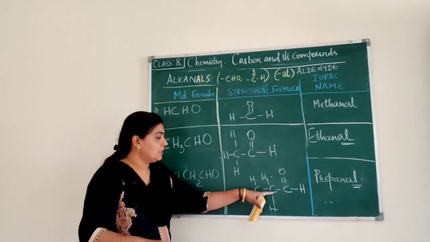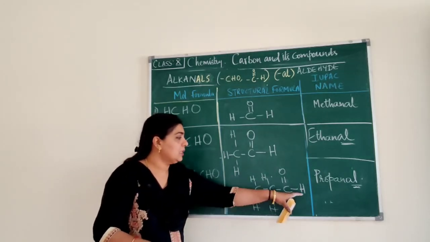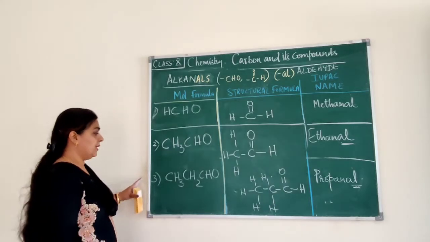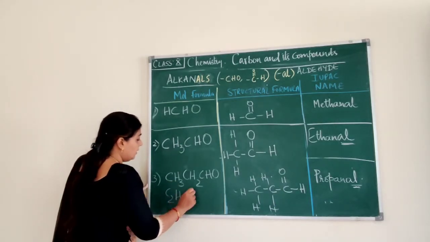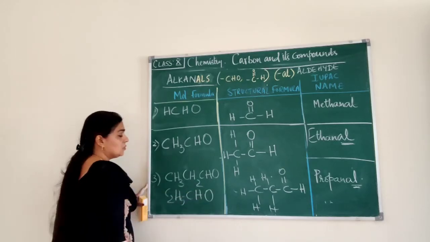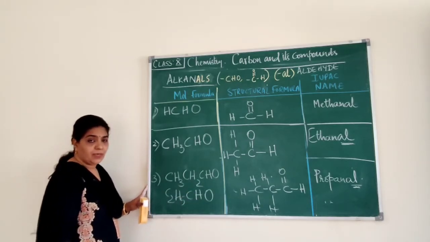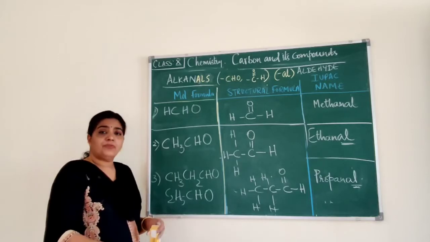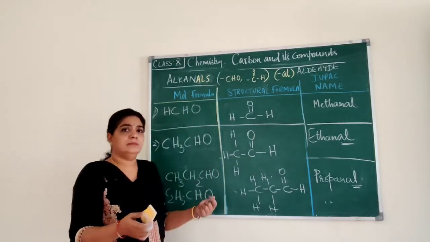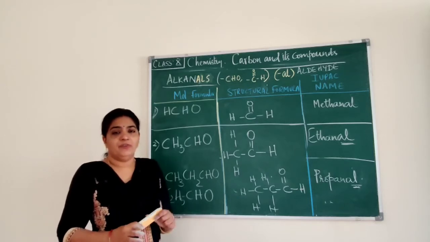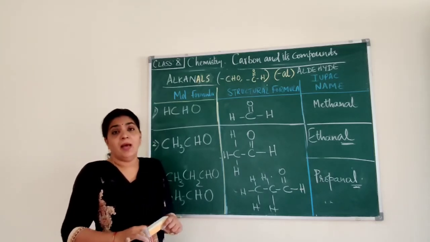CH3, CH2, CHO is propanol. Or you can just write C2H5CHO. So that is propanol. Okay, right? So you can try for butanol, pentanol, and learn. So now we have finished with the halogen group and the alkanol group.